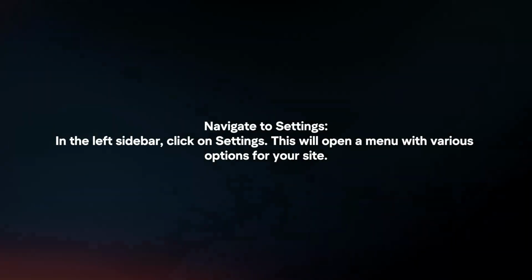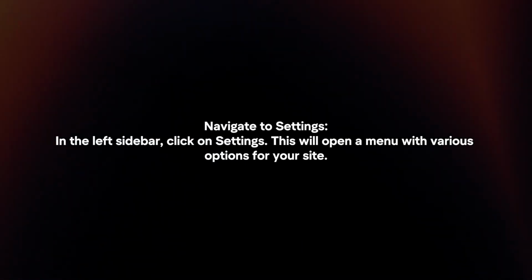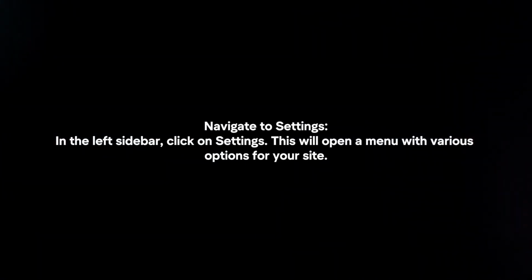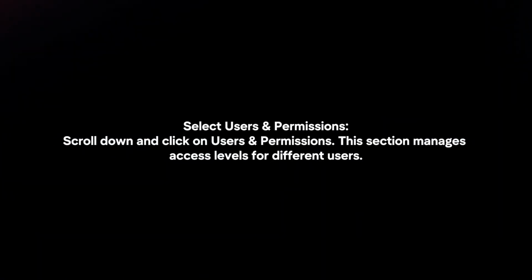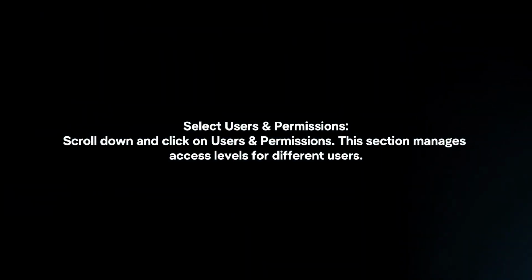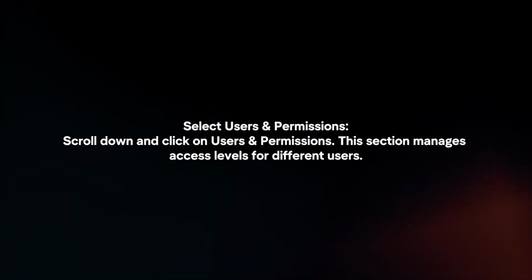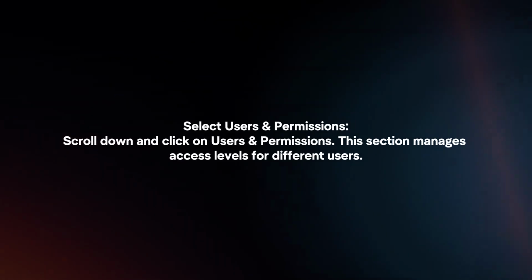Navigate to Settings. In the left sidebar, click on Settings. This will open a menu with various options for your site. Select Users and Permissions. Scroll down and click on Users and Permissions. This section manages access levels for different users.